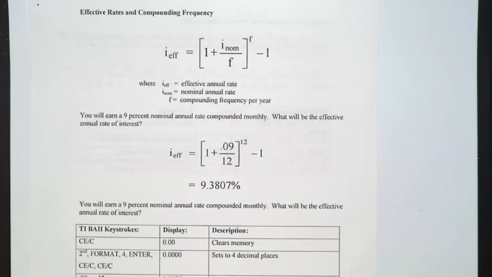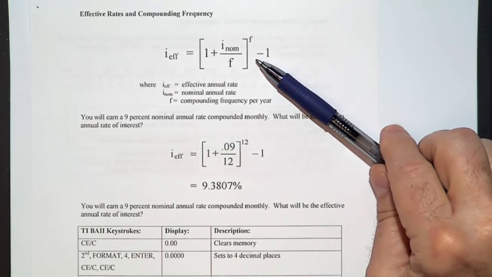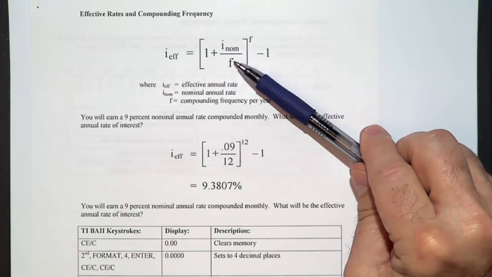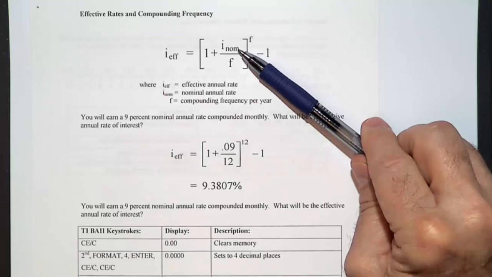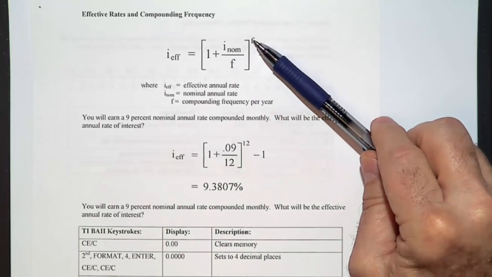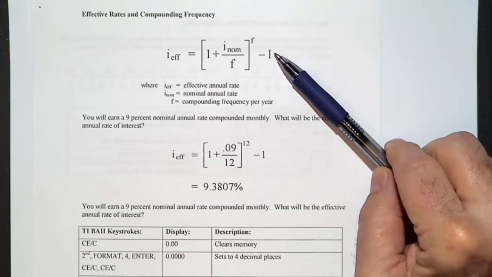Let's talk about effective interest rates or effective rates of return. The effective rate depends on 1, the rate, and 2, the compounding frequency. This is the general formula for effective rates. The effective rate equals 1 plus the nominal rate in decimal form divided by the frequency of compounding, that taken to the power of the frequency, and then subtract 1.